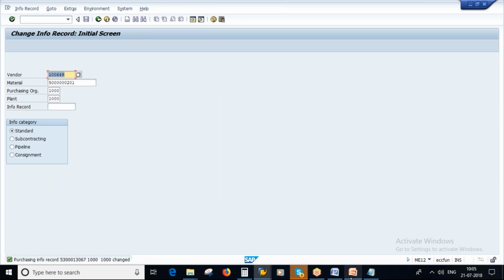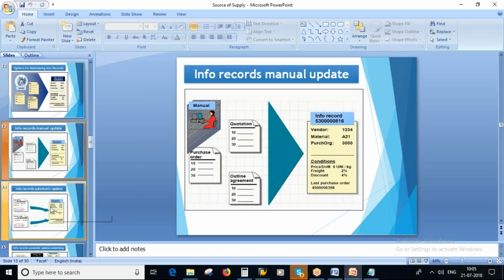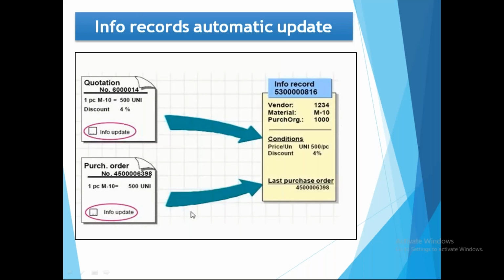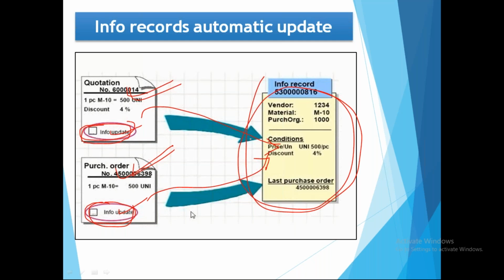Okay, you can update. Now the other method is you can update the info records automatically from a purchase order or from a quotation, provided you activate this indicator, info update. Whenever you activate this info update, system will automatically update the prices and everything into the info record. Let's say your current price is 450 INR or euros per piece. Okay, now in the quotation or purchase order you enter the new price.